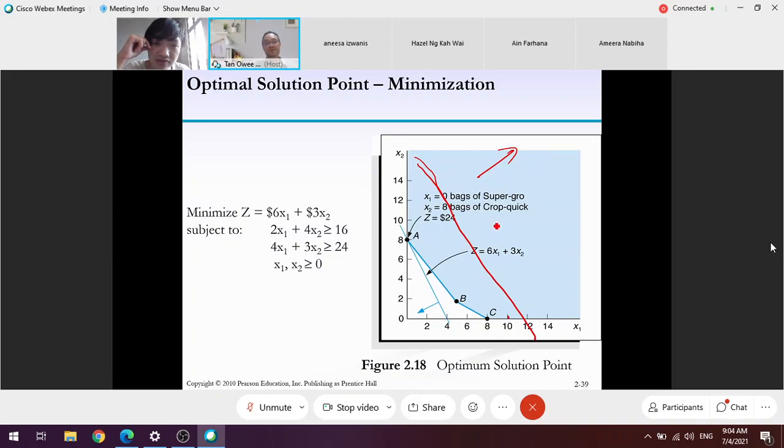For minimization, you're moving downwards. You're moving downward until the last point that you touch. Okay, that is the optimum solution. You're moving down until the last point that you touch before leaving the area. So the only difference between maximization and minimization is maximization moving upwards, minimization moving downwards. And the way to develop this line is exactly the same as what I explained to you in the slides of optimization.